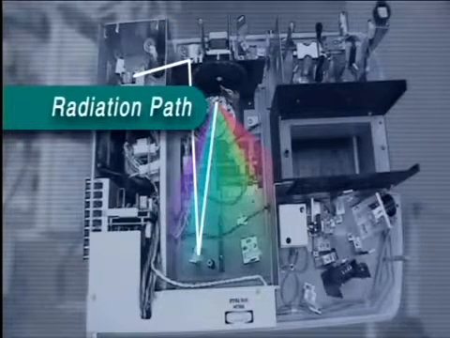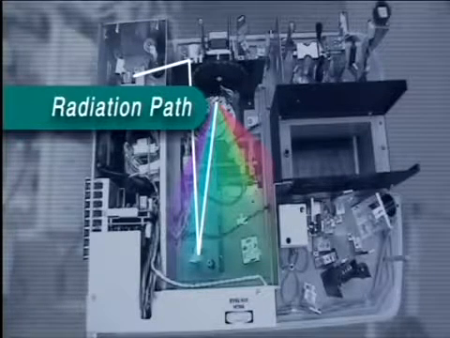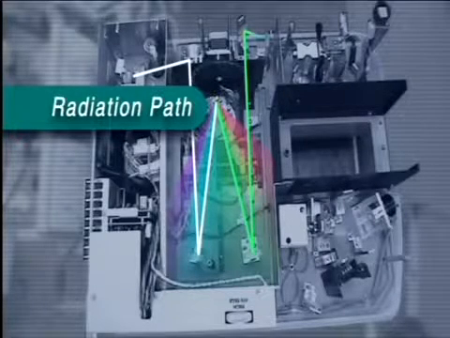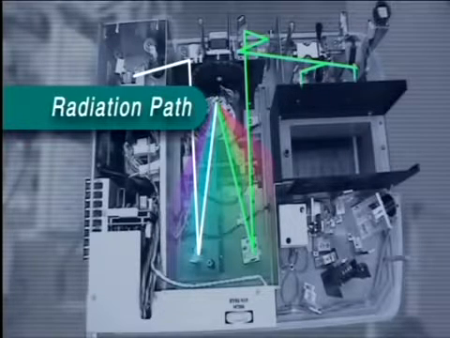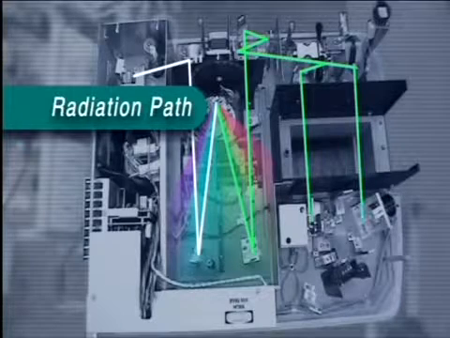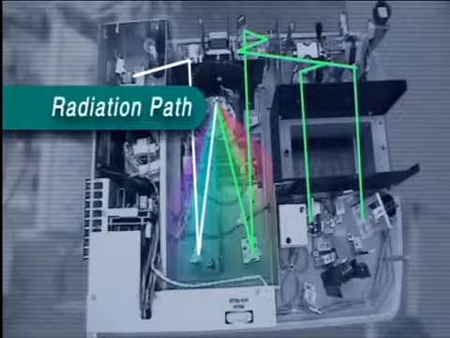This is done by the grating, which rotates. A single wavelength passes into the modulator, which consists of a rotor with mirrors on it. This chops the light into two beams. One beam passes through the sample cell, while the other passes through the reference cell. So the instrument is referred to as a double beam instrument.